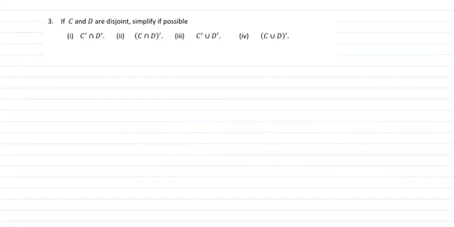So if two sets are disjoint, simplify if possible. If they say two sets are disjoint, what do we do?